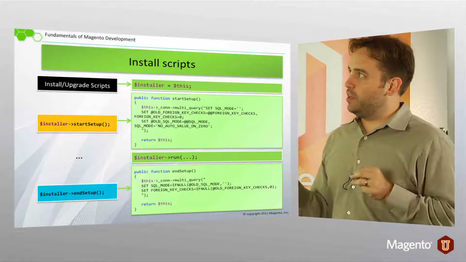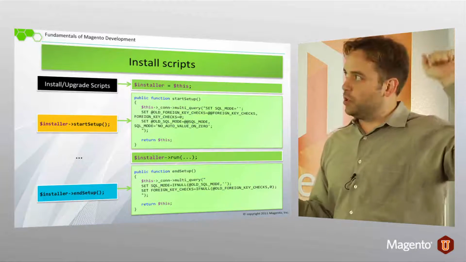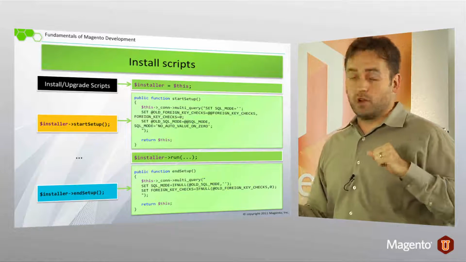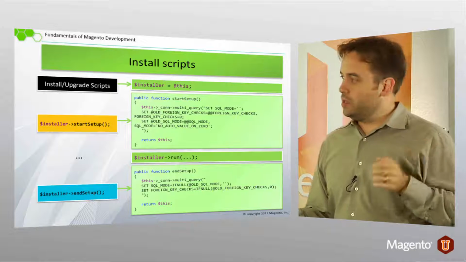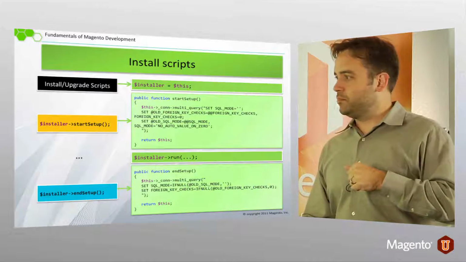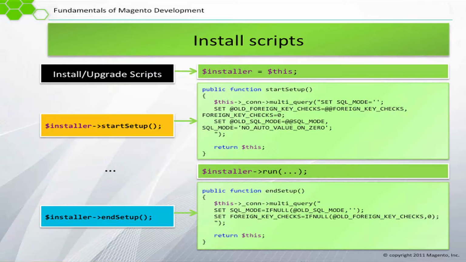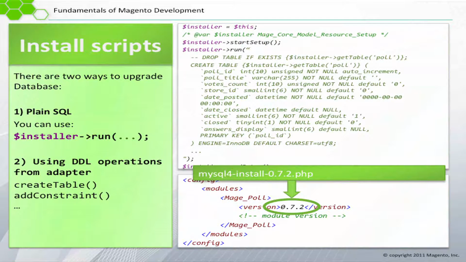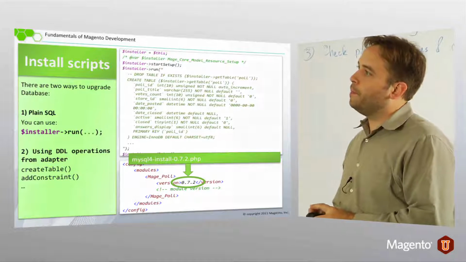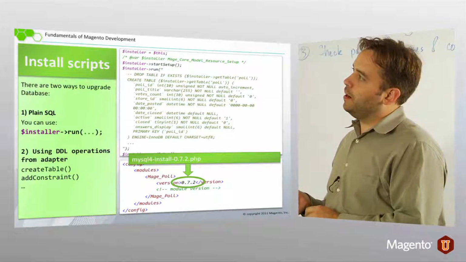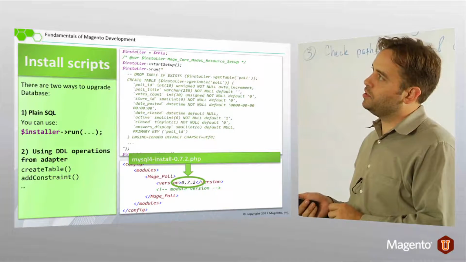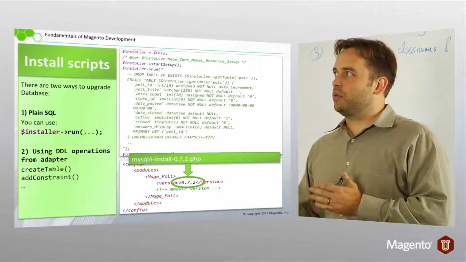So there's three things you need in your install script. You need installer start setup, installer run, which is where we actually run our SQL, and installer end setup. So that's the takeaway from this slide. That's the structure you'll have inside your install and upgrade scripts. And the cool thing is, it's basically the same whether you're using a simple entity or an EAV entity. We'll be doing something very similar to this in a moment. So this is a good example of an installer script.